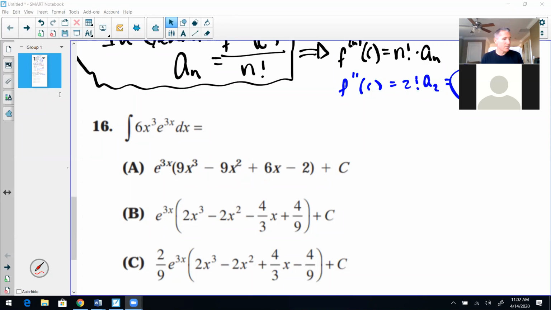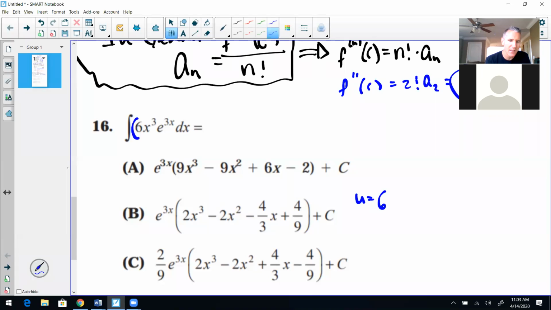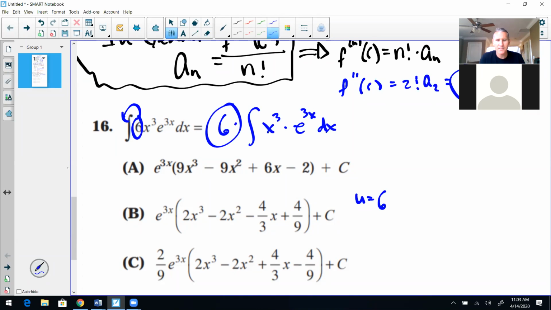Integration by parts is correct. That's what I think of as well. So let's dive into integration by parts. We would set u equal to the thing that we want to differentiate and make easier. Actually, what I would do is bring this 6 out in front. So this is 6 times the integral of x cubed times e to the 3x dx, and then I just will multiply by that 6 at the end.